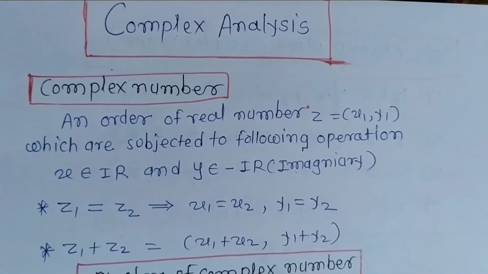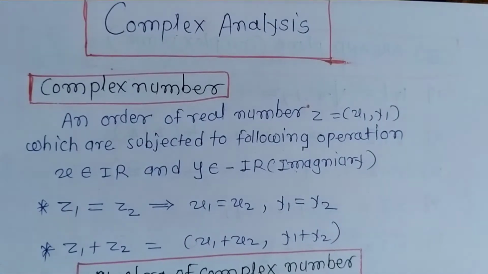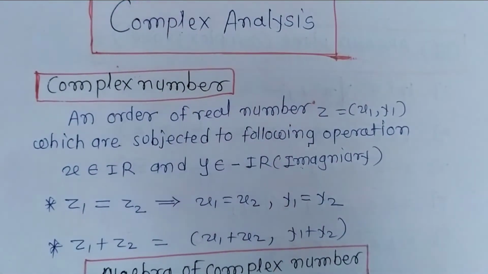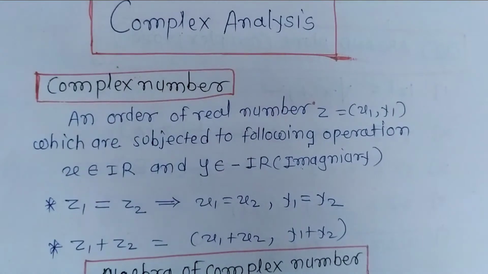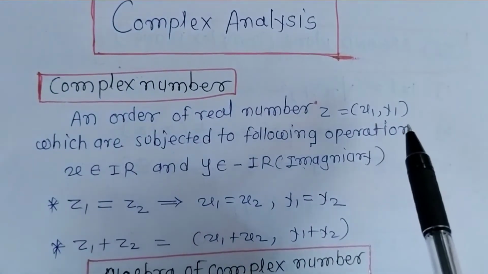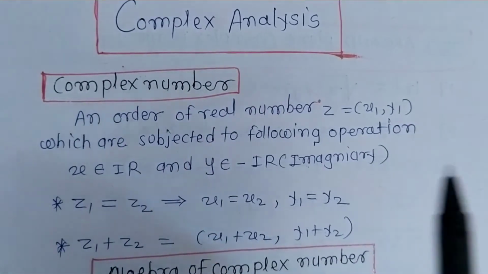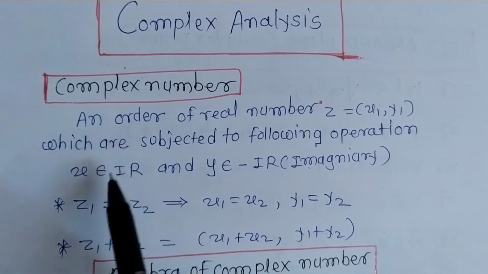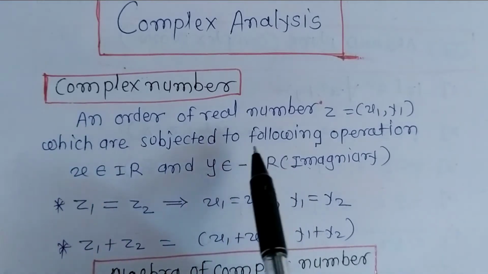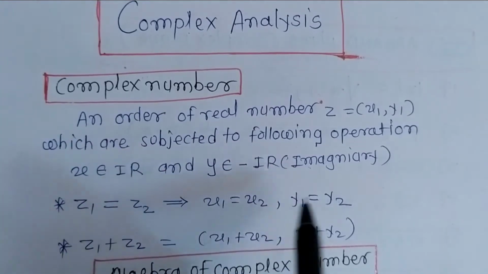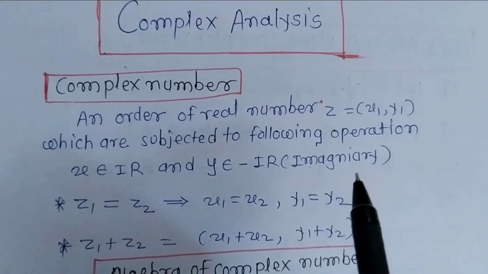Complex analysis, in which first is the complex number. So what is a complex number? A complex number means an ordered pair of real numbers, that is z = (x1, y1), subject to the following operations. Here x belongs to R and y belongs to R. So x is the real part and y is the imaginary part.